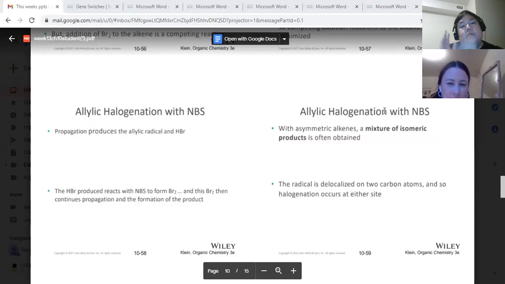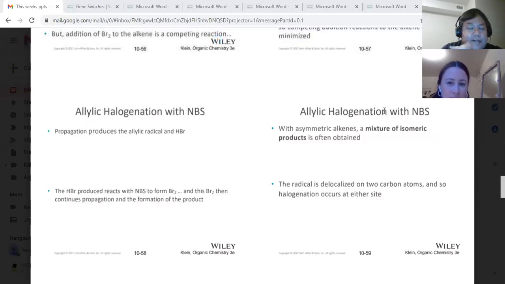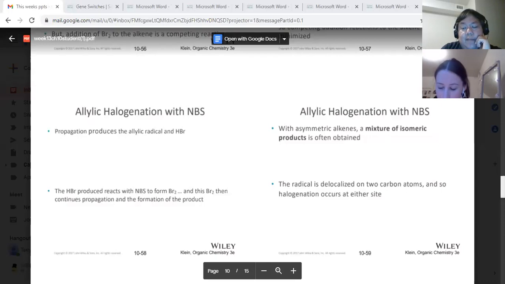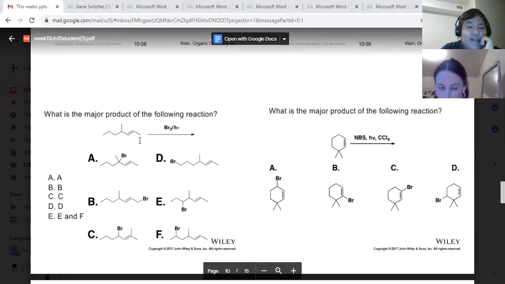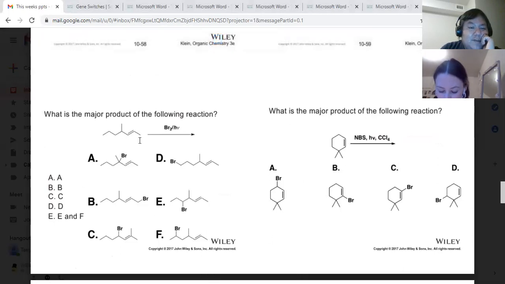Okay, so now when we do this allylic halogenation, we can add that bromine, because we have the resonance, right? We can add it in two different locations. So because of that, we can make isomeric products. So if I did this reaction here, what's my most likely product? Or what are my products? A. A is going to be my most likely product. That is correct, right? I'm going to add that here.